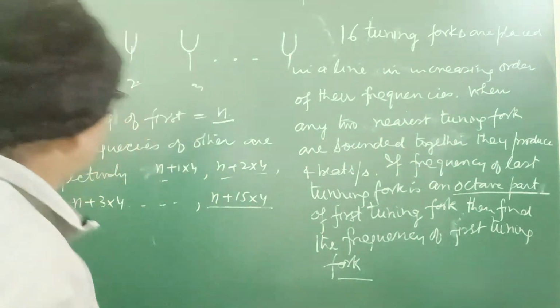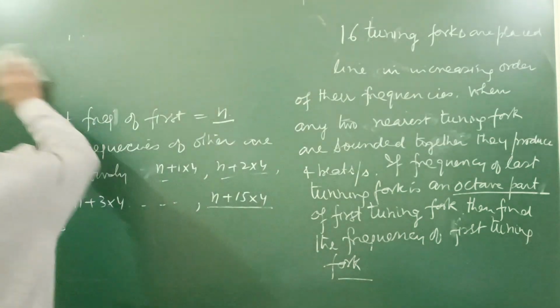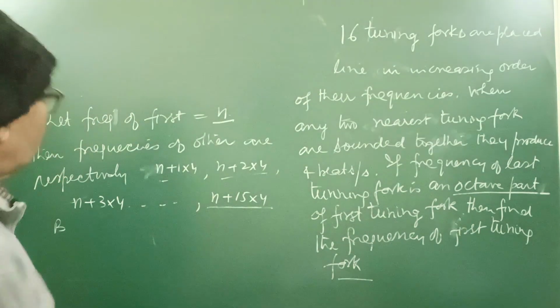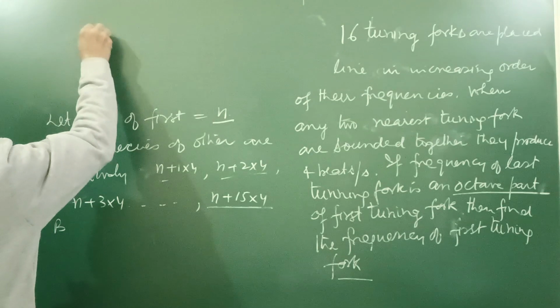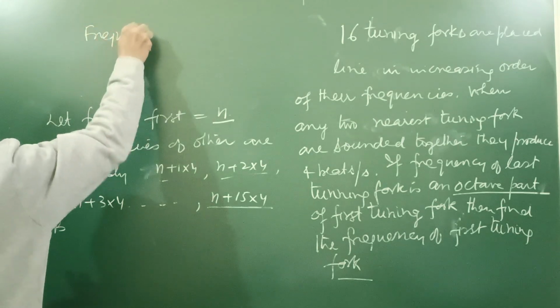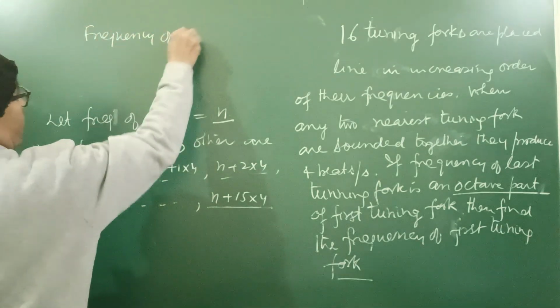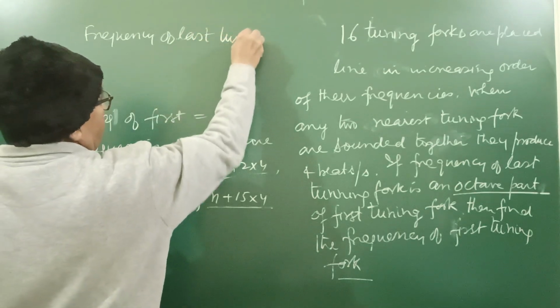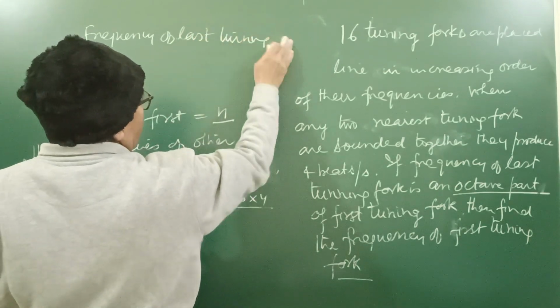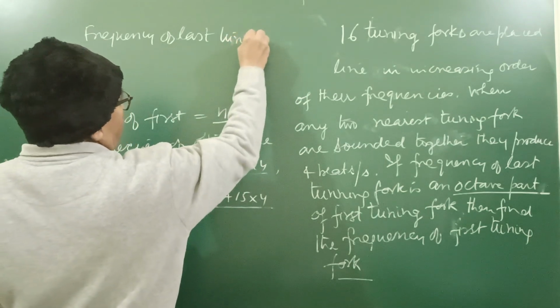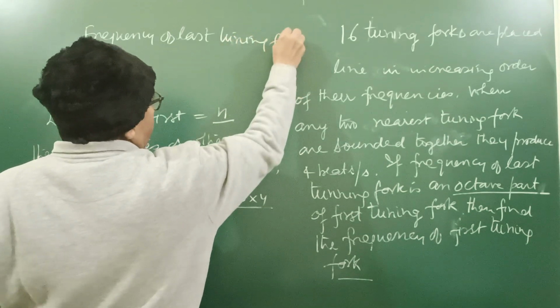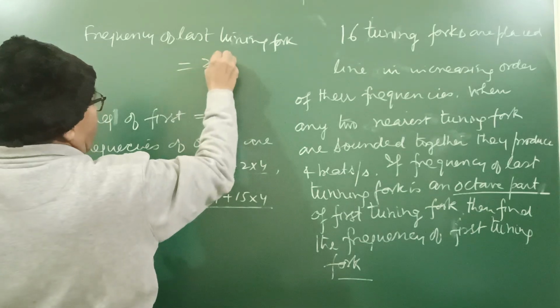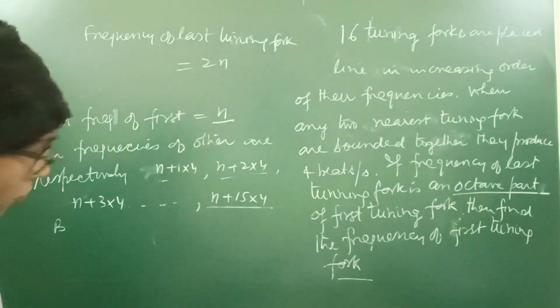Octave part means the frequency of the last is equal to 2n. The octave part is double.